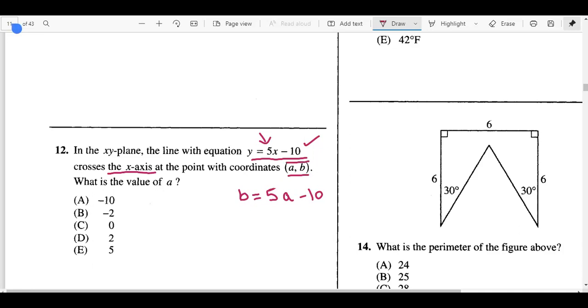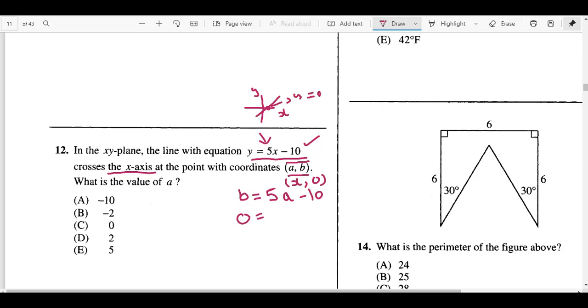So the coordinates of any point that is passing through the x-axis would have x as any number, but y is 0, because at the x-axis, this is x and this is y. If a line is basically going like this, here y is 0, right? At this point, x can be any number, but y is 0. So this means that this b is basically 0. So we will use 0 instead of b.